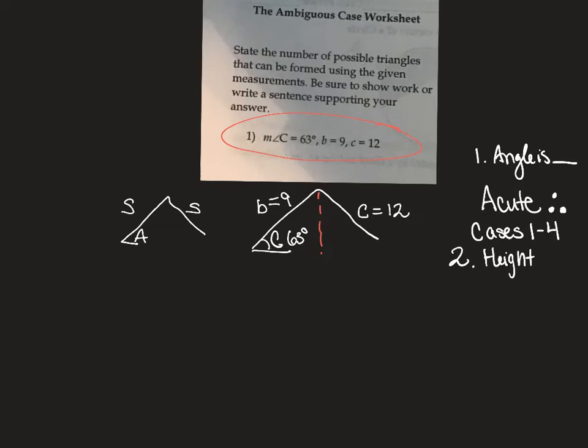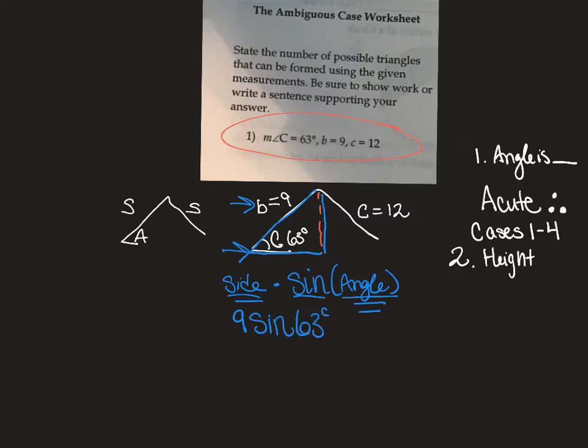So if I want to find the height right there, I have this right triangle that I'm outlining in blue. So what I can do is, it's always side times sine of the angle. And this side and this angle right here should not be the same letter. So in our case, it's going to be 9 sine 63 degrees. So I'm going to grab my calculator real quick, and I'm going to type that in so that we can find out what the answer is.